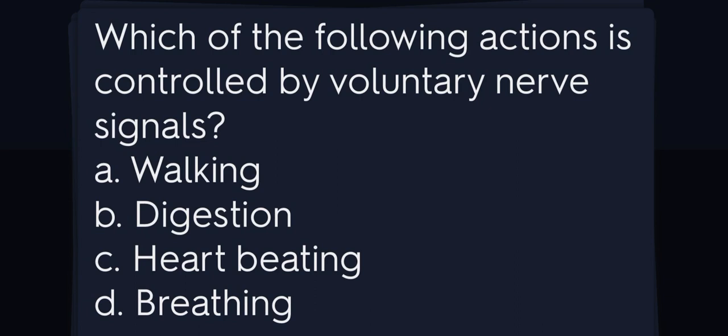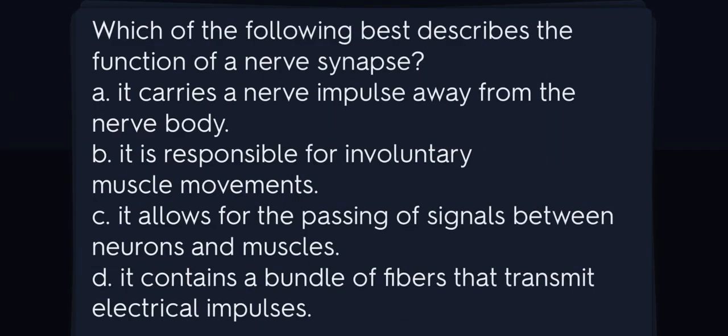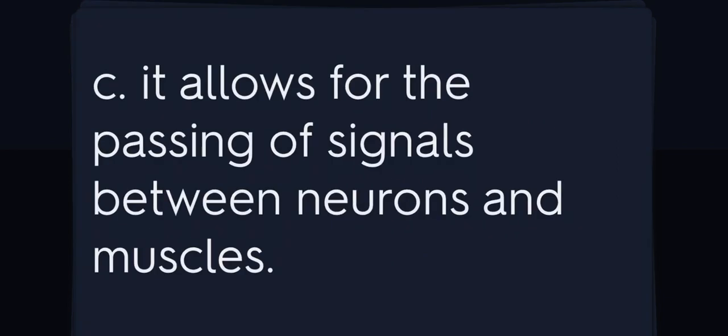Which of the following actions is controlled by voluntary nerve signals? A. Walking. B. Digestion. C. Heart beating. D. Breathing. A. Walking. C. It allows for the passing of signals between neurons and muscles.